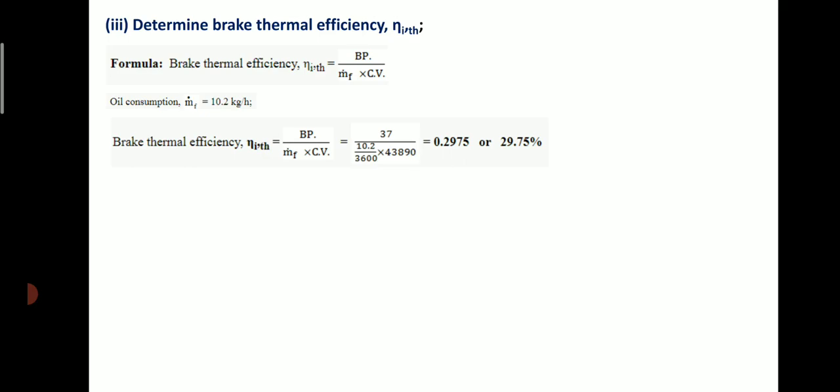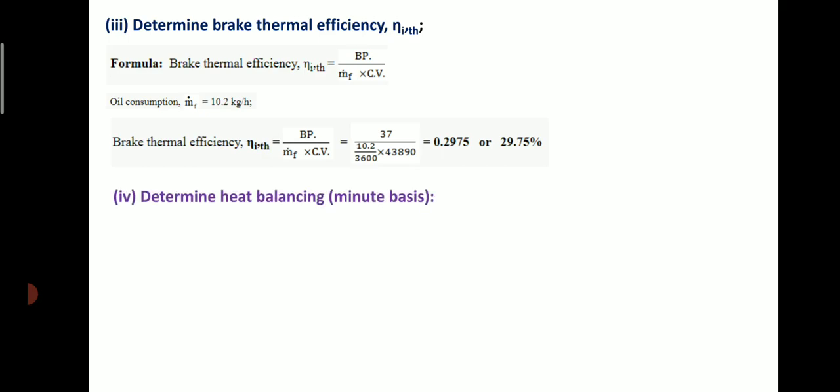37 is the brake power. Then 10.2 is the mass of the fuel. We have to convert it into seconds, that's why we have divided 10.2 by 3600, multiplied by the calorific value of the fuel. So in this way, in this problem, brake thermal efficiency is calculated as 29.75%, as in front of your screen.